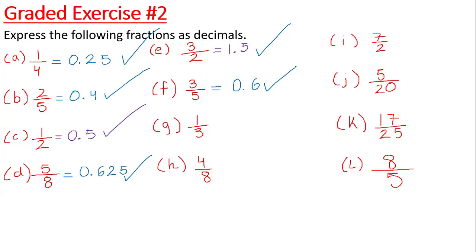1 over 3 is what? 0.3333. The answer is what? 0.333. It continues, right? Yes. It goes on and on. It never stops.